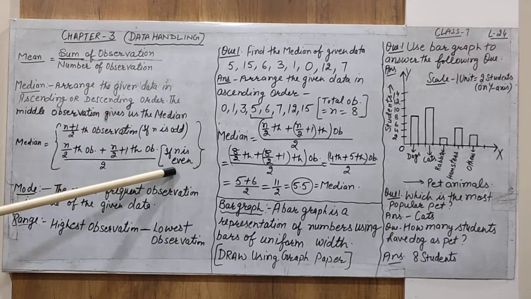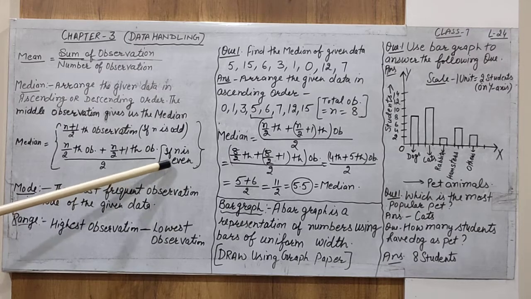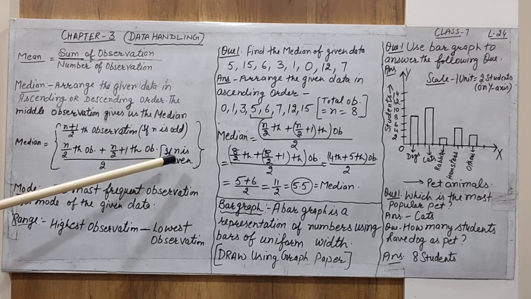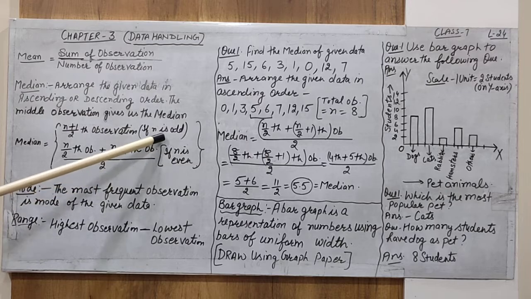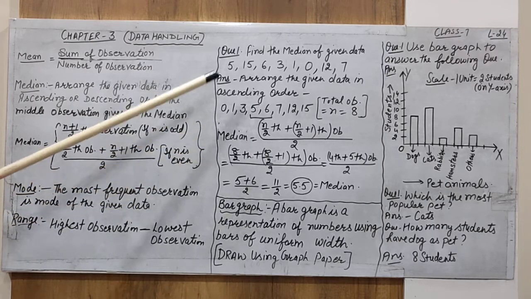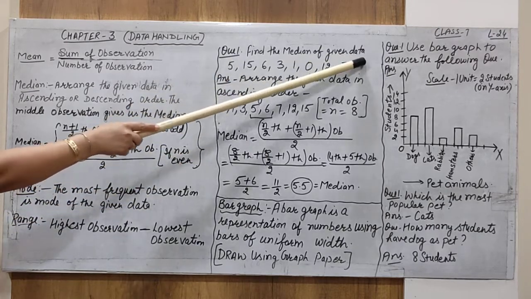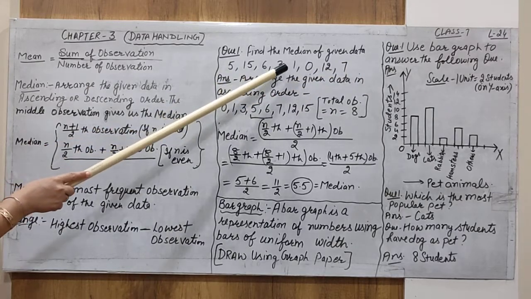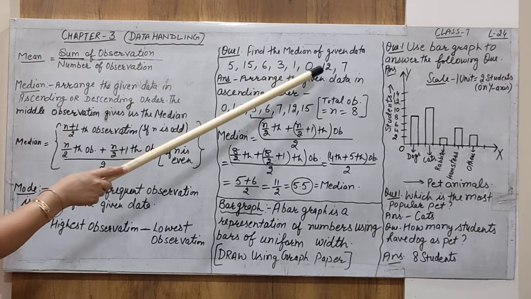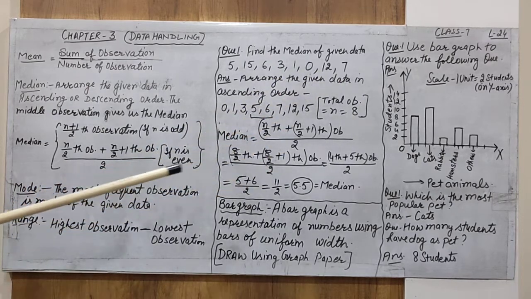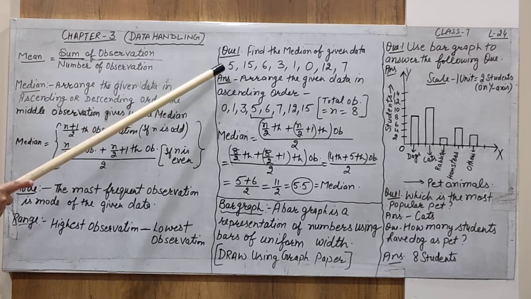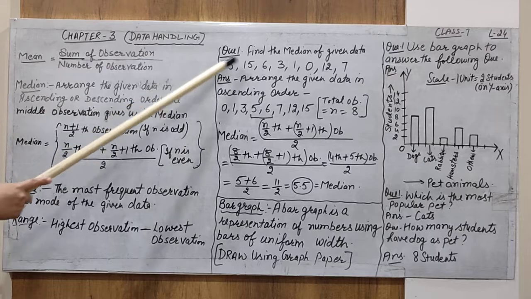Alright. Next question. Let us do one more question related to the median, because if n is even, there are two formulas used for this kind of question. Previously we have done a question in which n is odd. Now, find the median of the given data. The data is 5, 15, 6, 3, 1, 0, 12 and 7. It is not mentioned that these are marks or weight or any other quantity. Just the data is given.